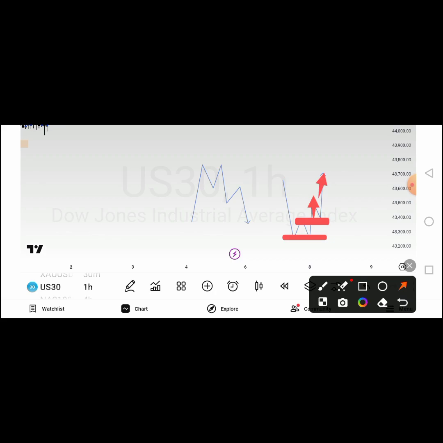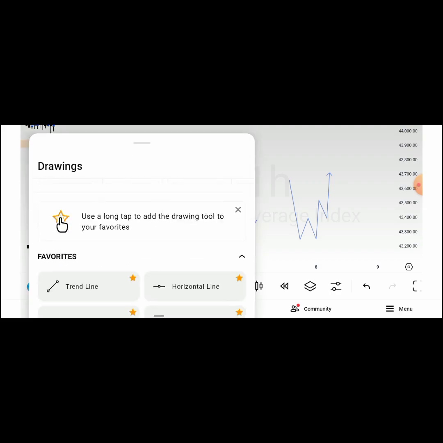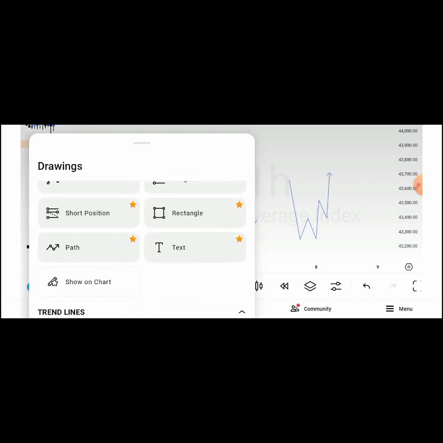Now there are two types of break: immediate breakout and break and retest. So this is a break and retest. When the market broke it, it retested before it came down. But sometimes the market does not break and retest. That's why you have to choose the kind of strategy you want to trade with in the market.